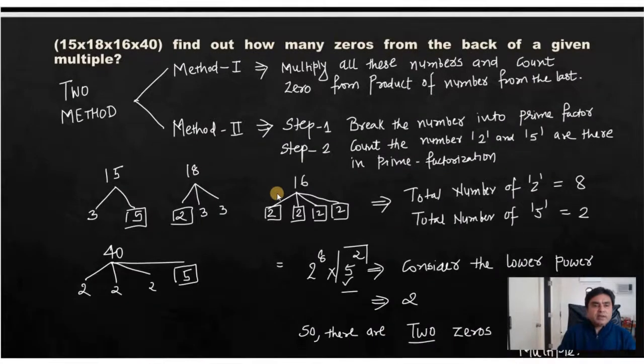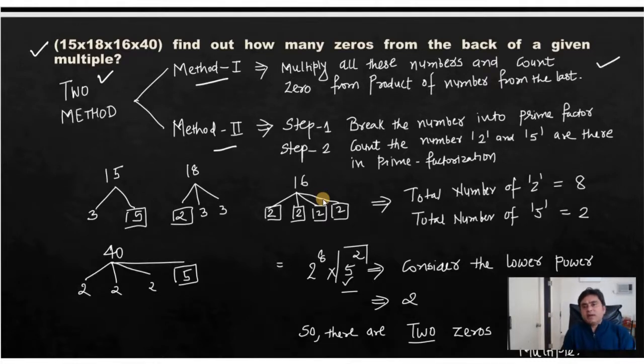Let's say example number 1: 15 into 18 into 16 into 40. If this is the number given to you, then you have to decide how many zeros are there from the back of the multiple. There are two methods, method 1 and method 2. In method 1 you multiply 15 into 18 into 16 into 40, and then you count how many zeros there are at the end, and you answer the question.